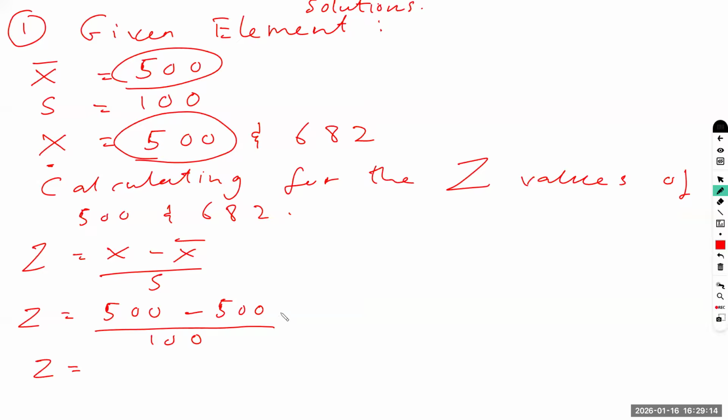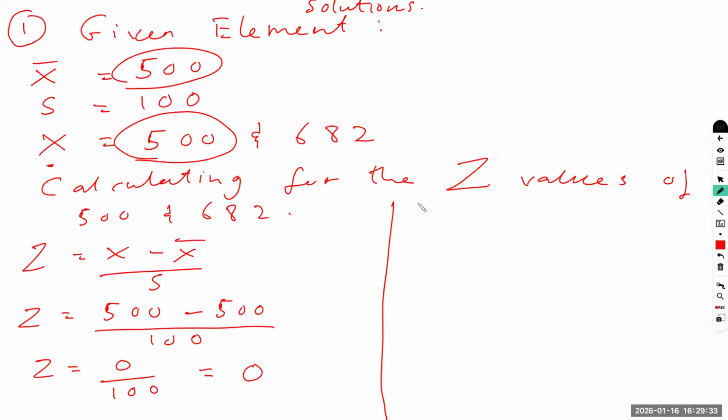So Z is equal to 500 minus 500, which is 0. Zero, all over 100. So what will be the answer? Zero. Thank you. Zero.